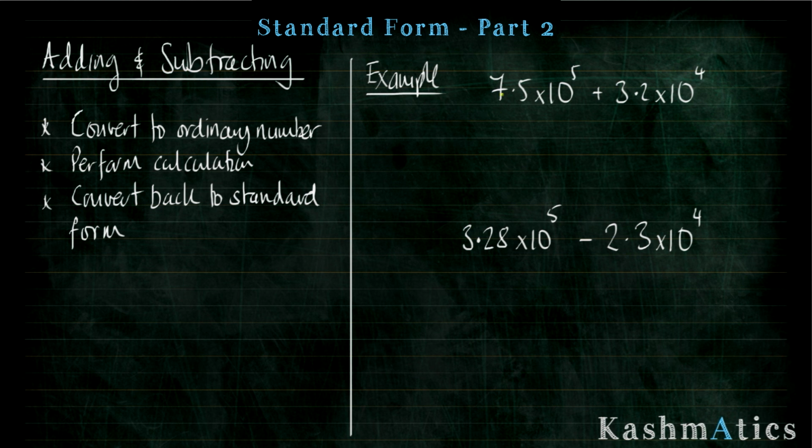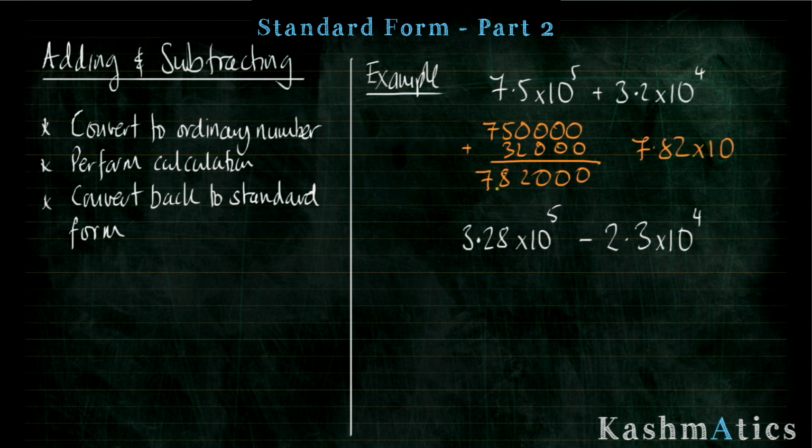So let's look at this first example. So I'd have to convert this into a normal number first. So that would be 750,000. Okay, then I add on this number here, which would be 32,000. And then perform your addition, so 0.00287, and then write it in standard form. So that would be 7.82 times 10 to the power. So remember, 7.82, the decimal point would be there. 1, 2, 3, 4, 5 times 10 to the power 5. Okay, so that's that one done.